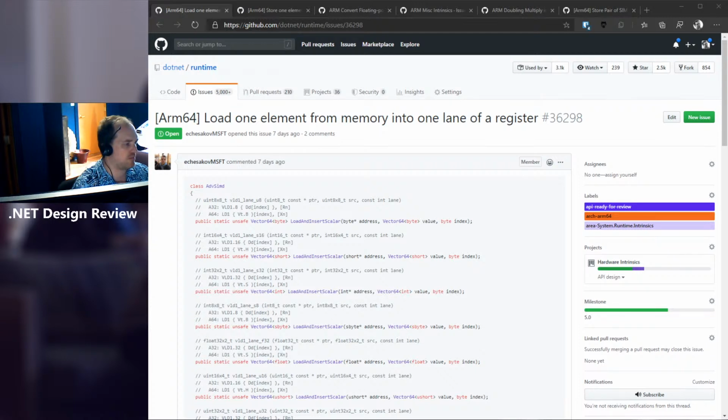So these ones are load and insert. They load a scalar value from the given address and insert it in the value at the specified index. So it's essentially load, or it's basically insert, but with the value explicitly coming from memory, rather than say a general purpose register or selected from another vector.